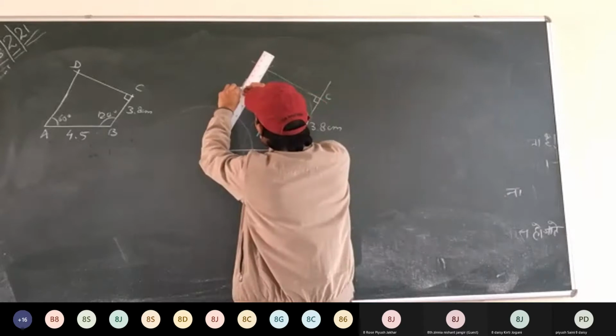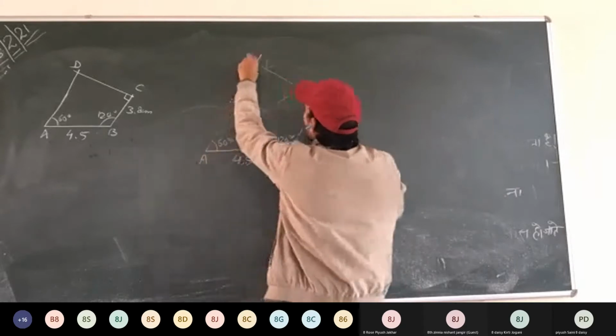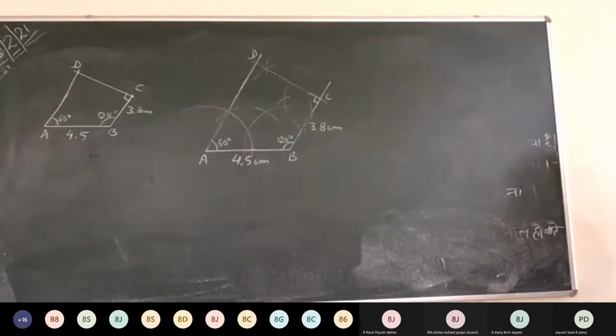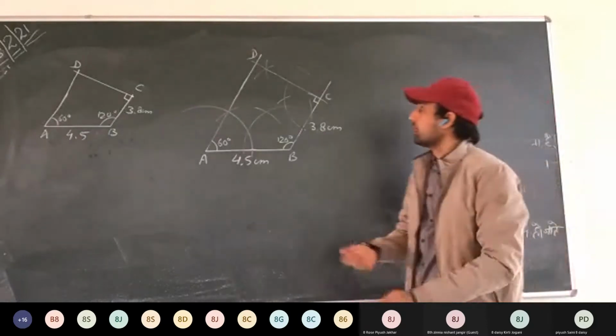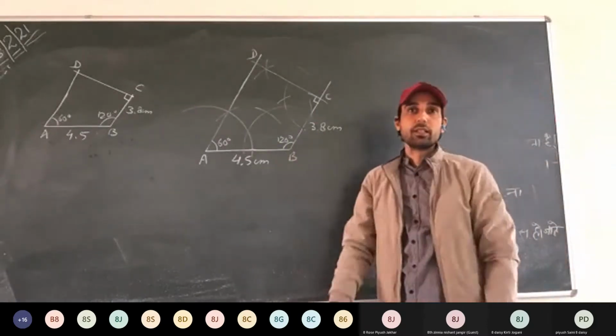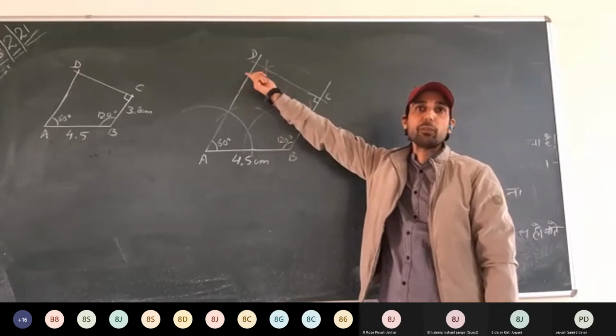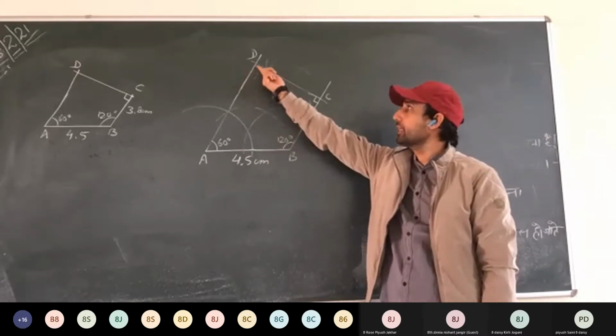This line has to be produced more. And we got our D. So wherever these two lines meet, that meeting point will be D.